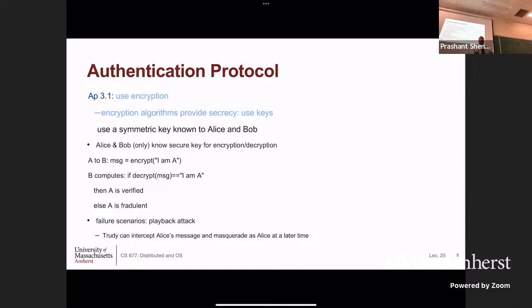Okay? So clearly that should not happen. In this case, this is the equivalent of if you send your username and password encrypted, and later on someone else intercepts it and sends the same message, they can actually get into the system, even though you're using encryption.